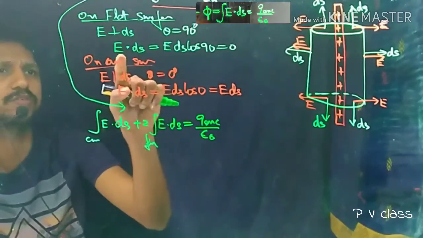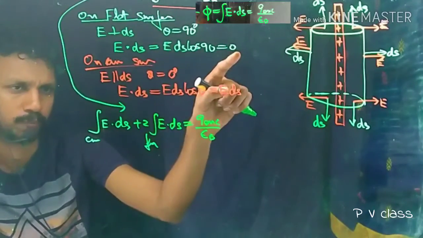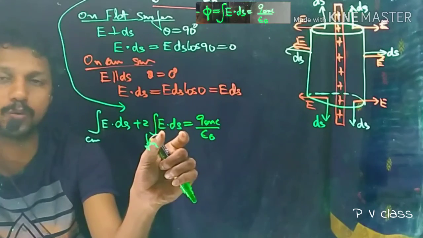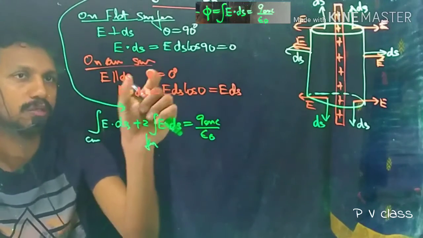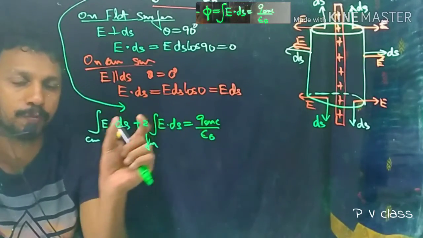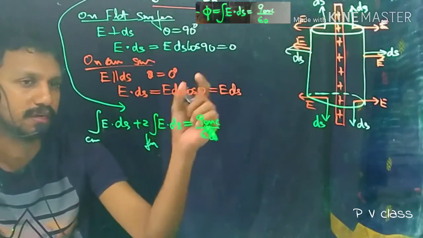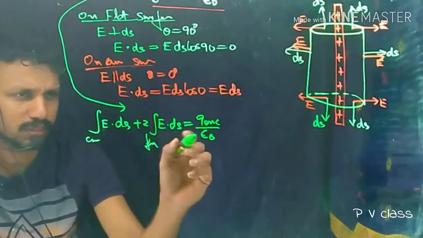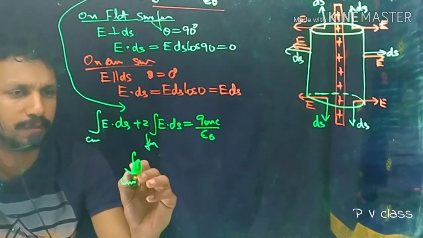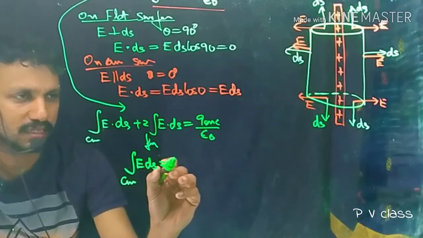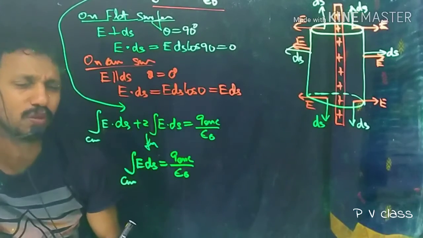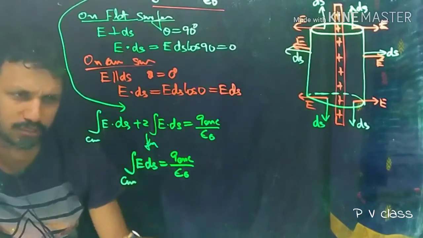On the flat surface, E dot ds is 0. Therefore, flat surface E dot ds can be equated as 0. On the curved surface, E dot ds is EDS. Therefore, curved surface E dot ds can be written as EDS. Therefore, this equation is simplified into integral curved E ds, that is equal to q enclosed by epsilon 0. We could write the equation like this.